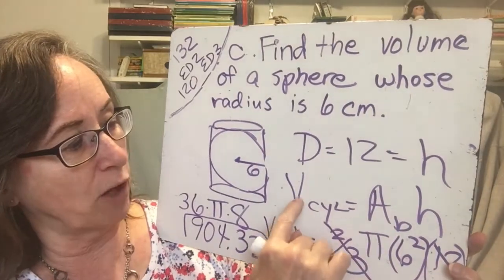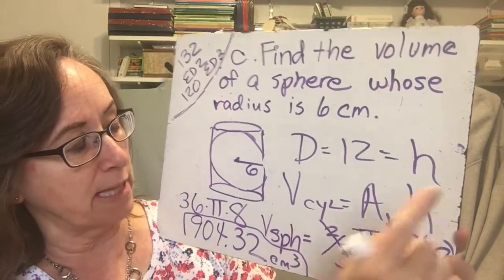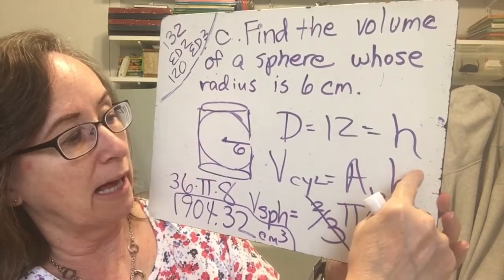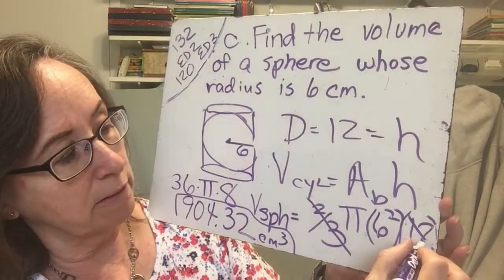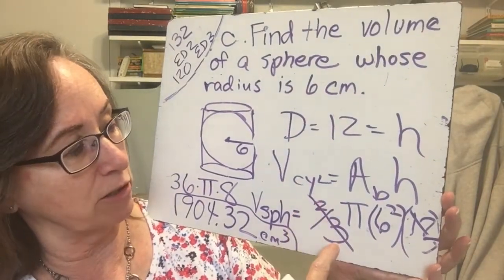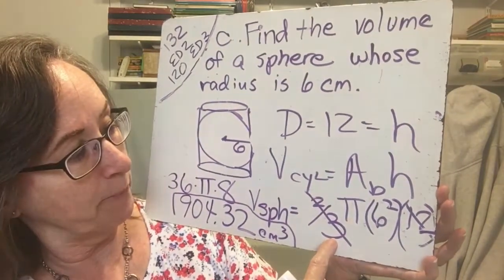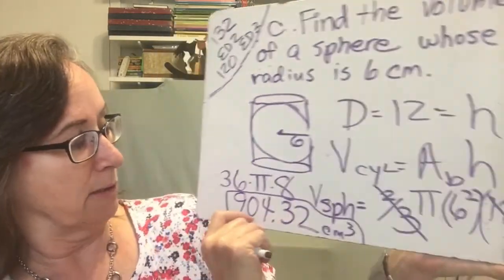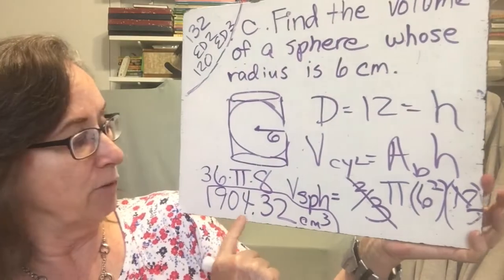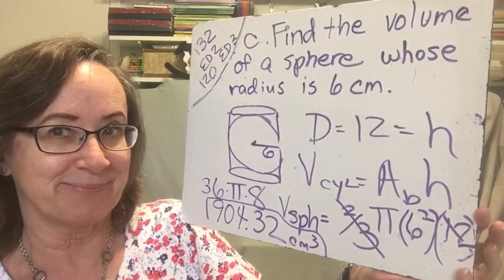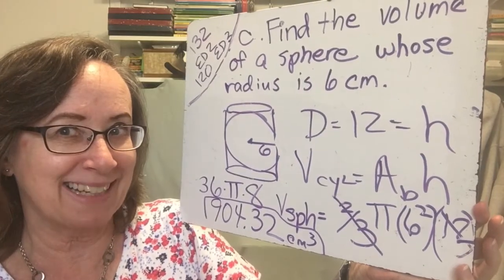So we did the volume of the cylinder was area of the base times the height. The area of a circle is pi r squared. Height was 12. That got erased, 12. So then we take 2/3 of that to get the volume of the sphere. 36 times 12 times pi times 2/3 gives us 904.32 cubic centimeters.